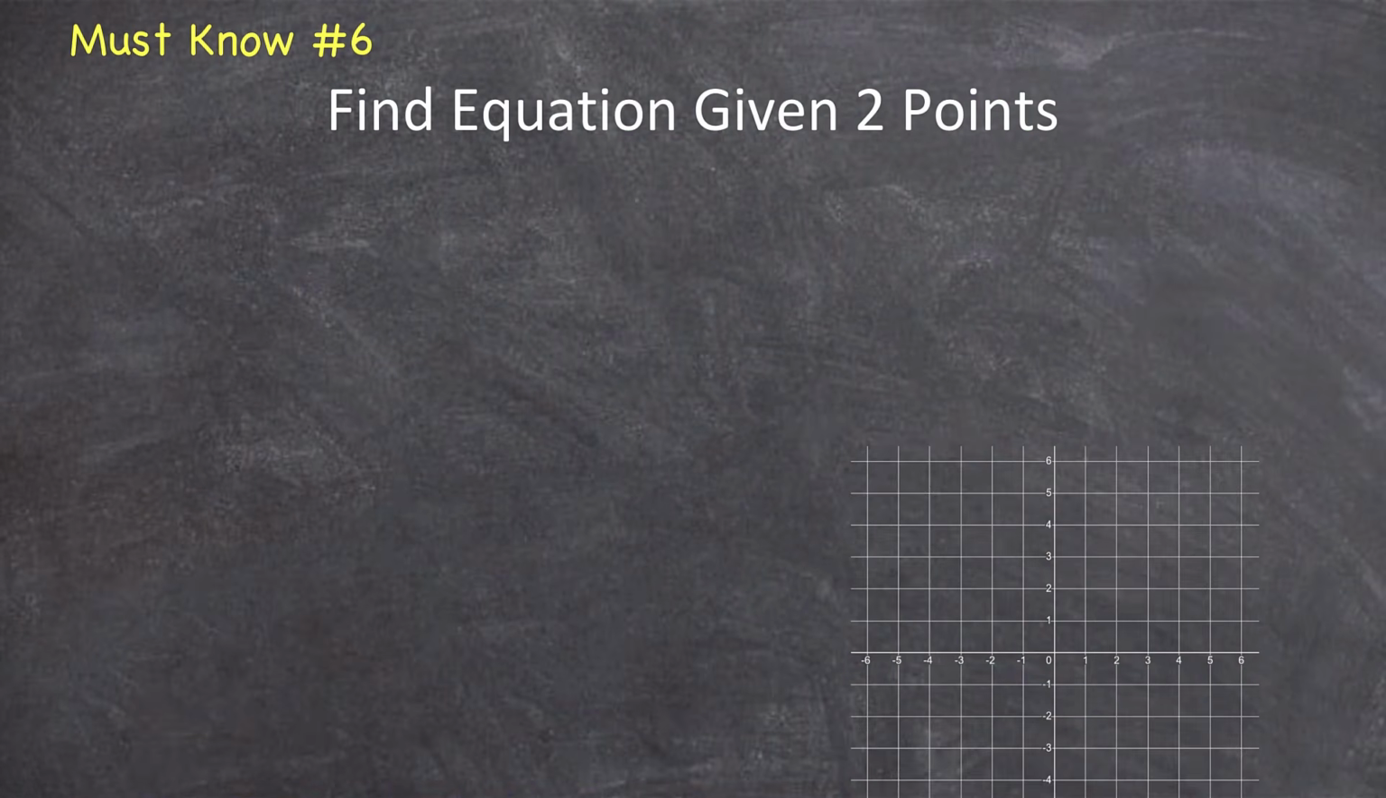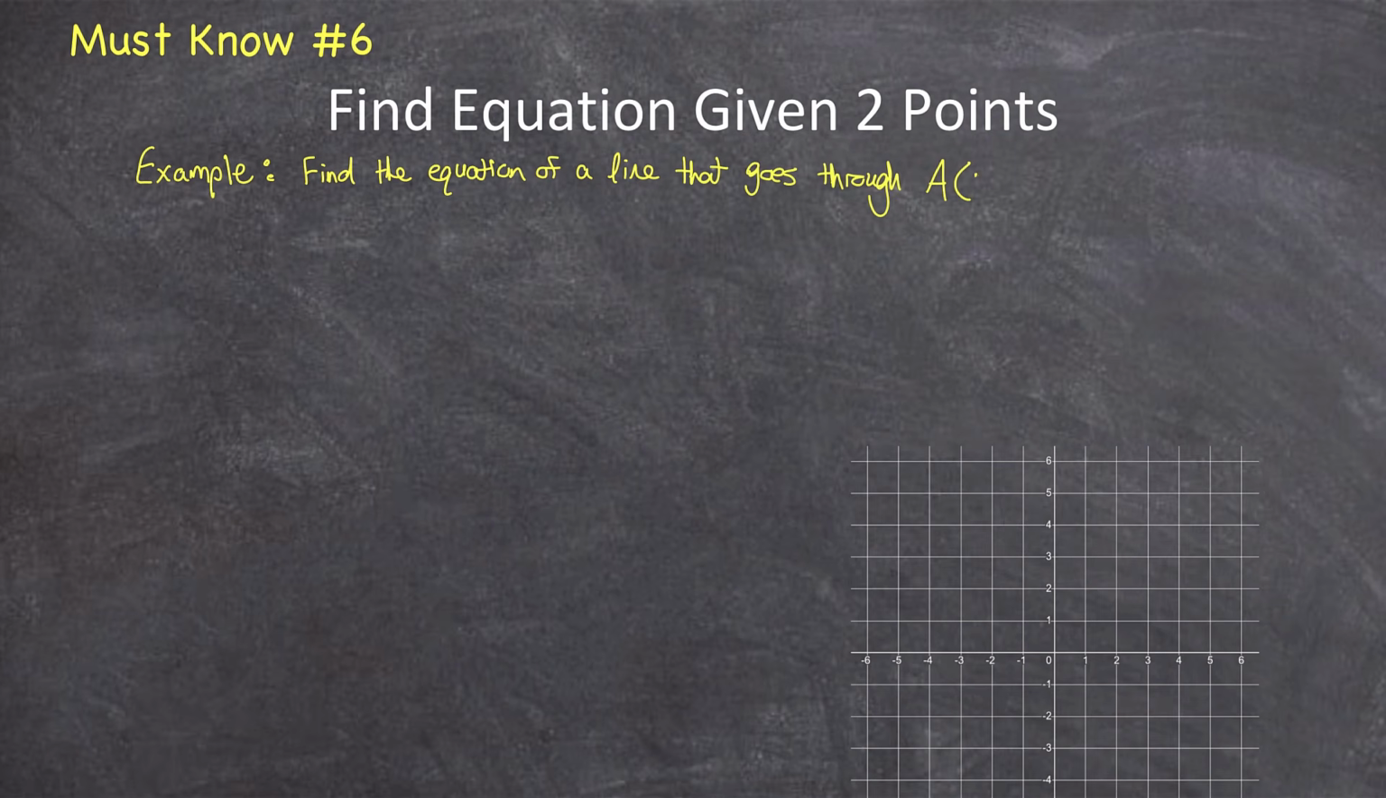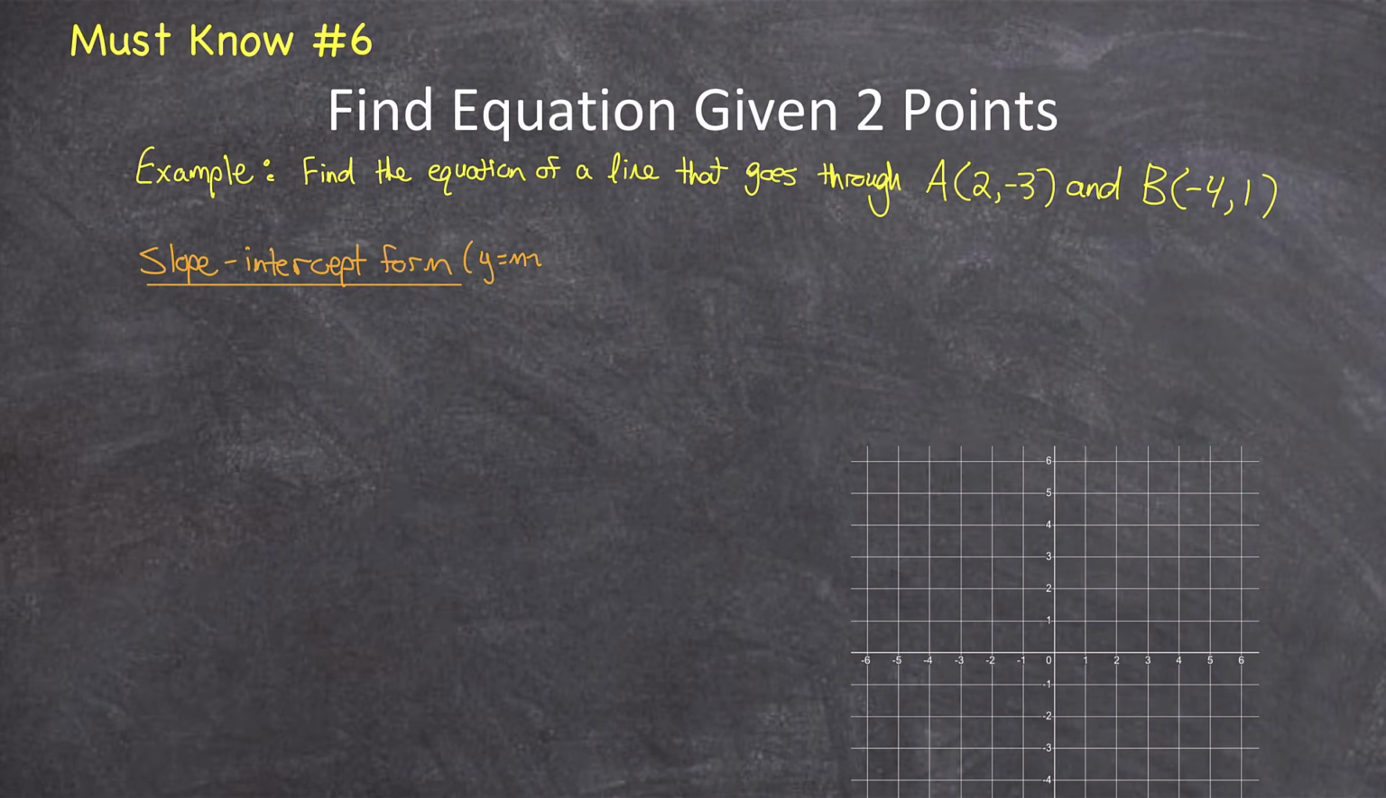Must know number 6. Find the equation of a line given 2 points that are on the line. Let's do an example. Let's find the equation of the line that goes through point A, which is 2, negative 3, and point B, which is the point negative 4, 1. Let's start by writing the equation in slope-intercept form. That's y equals mx+b form.